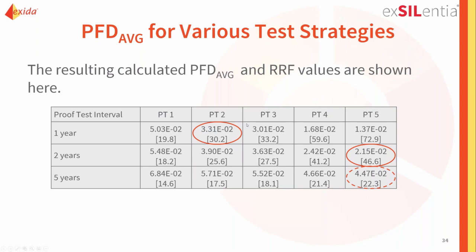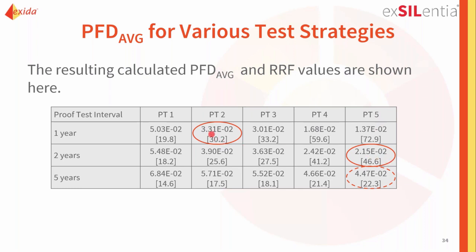But if we would say, hey, we want to test once a year, and we want to do just a, let me get my highlighter, and we want to just do a full stroke test, we get a certain probability of failure for our safety instrumented function. If, however, we do a more extensive test, we can extend our proof test to 2 years, and we're still having a better risk reduction, a lower probability of failure, if we do that full stroke leak test at operating condition.